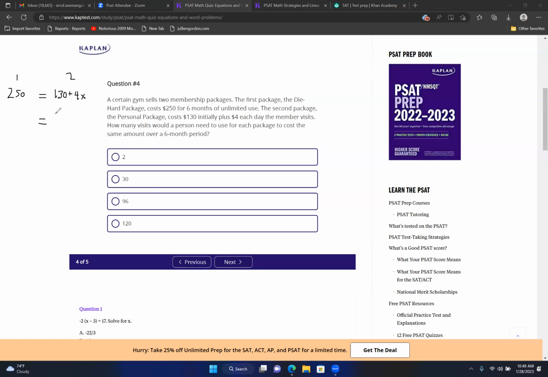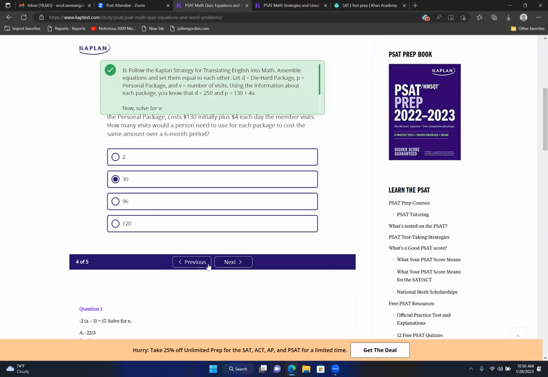So 4x on that side equals what? 120. So x would be 30. You just let them equal each other. 30. Yep.